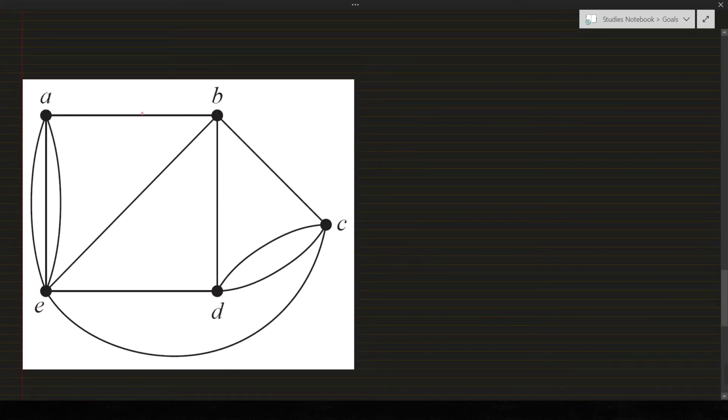Is this an Euler path or an Euler circuit? You can pause the video to solve the problem. So now let's start with A. How many degrees are there in A? 1, 2, 3, 4. There are 4 degrees. I'll just write 4 degrees.